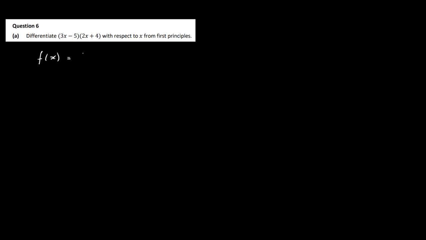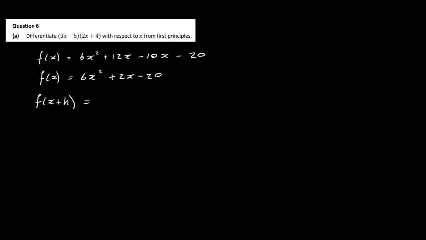So we have 3 times 2 is 6x squared, plus 3 times 4 is 12x, minus 10x, minus 20. So that's 6x squared plus 12x minus 10x is plus 2x, minus 20. So this is our f of x. Next thing I'm going to do is f of x plus h. So instead of the x, I just put in x plus h.